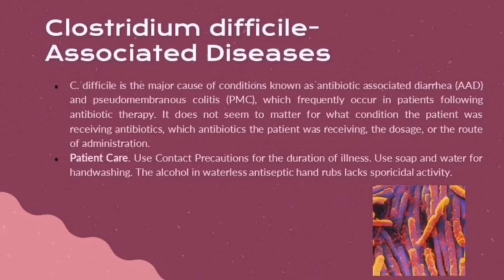Clostridium difficile-associated diseases. C. difficile is the major cause of conditions known as antibiotic-associated diarrhea and pseudomembranous colitis, which frequently occur in patients undergoing antibiotic therapy. It does not seem to matter for what condition the patient was receiving antibiotics, which antibiotics the patient was receiving, the dosage, or the route of administration.